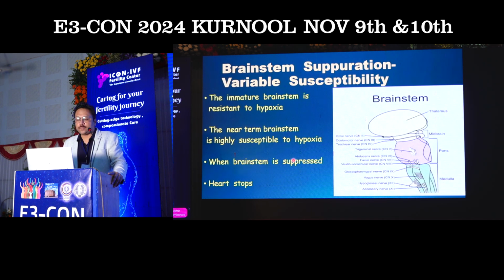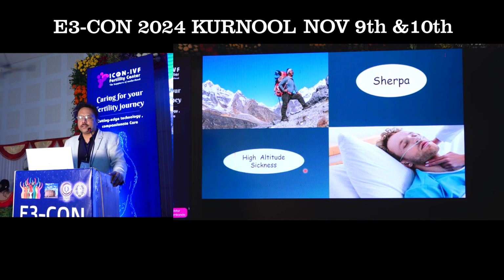So next is brainstem suppression and variable susceptibility. The immature brainstem is resistant to hypoxia. The brainstem at around 26-28 weeks is not so susceptible to hypoxia, but the term brainstem is metabolically very, very active, so it is highly susceptible to hypoxia. Even a slight drop in oxygen saturation will affect it, it will suppress it, and when the brainstem is suppressed, the heart stops. It can be compared with Sherpas and routine people. Sherpas are very used to going to high altitudes without any problem.